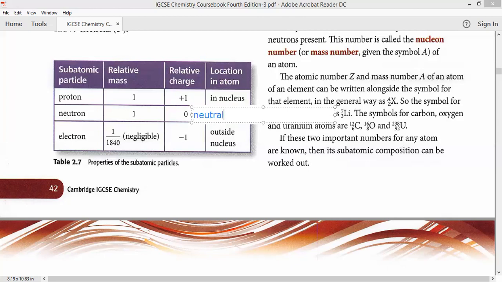What you can do is write neutral over here. I ask my students to use the word neutral in this case. Location is easy. We already know protons and neutrons are inside the nucleus, and the electron is outside the nucleus, revolving around it. This is pretty much easier information. Moving on. Are we clear with this one?